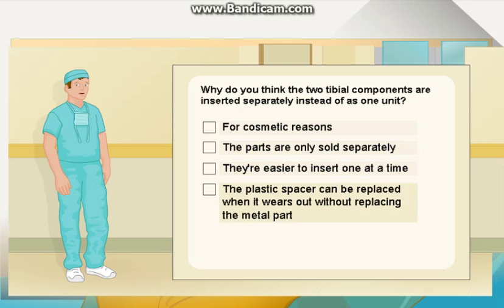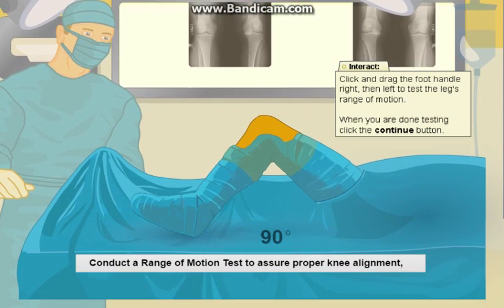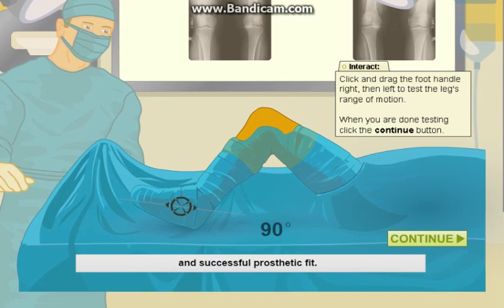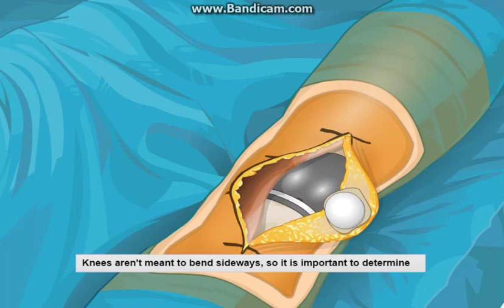Why do you think the two tibial components are inserted separately? Next come range of motion tests to assure proper knee alignment and successful prosthetic fit. Typically, a normal range of motion allows the leg to move from 0 to 130 degrees. Knees aren't meant to bend sideways.